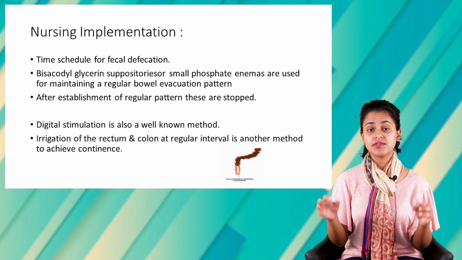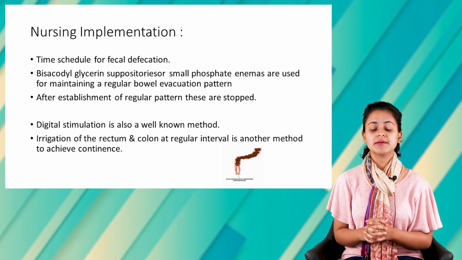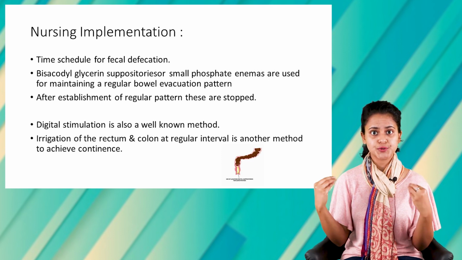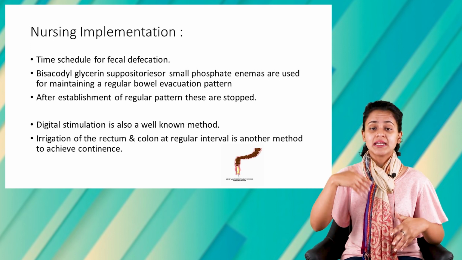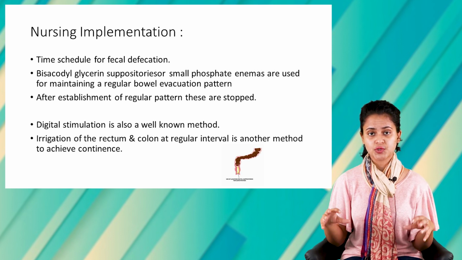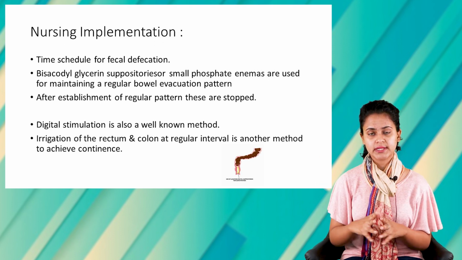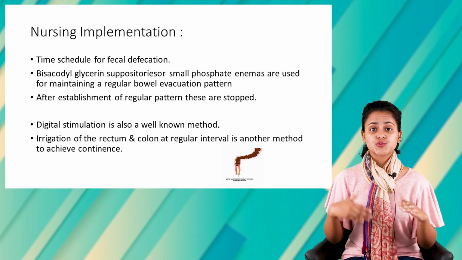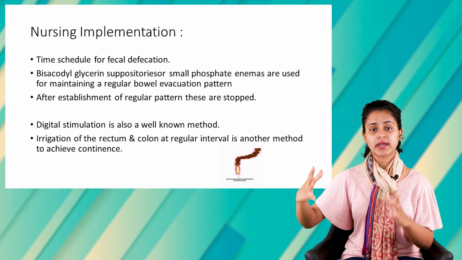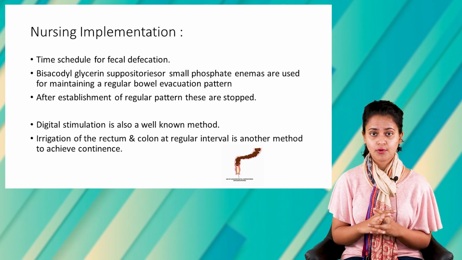Now we are going to learn about the nursing implementations here. So first and foremost, a time schedule will be set for defecation as a bowel management program, as I have mentioned before. The next condition is that small phosphate enemas or cleansing enemas would be used for the client with fecal incontinence, which will decrease the frequency of fecal incontinence for our client. Now, soon after a person develops a regular bowel pattern, or establishes a proper regular pattern of evacuation, this enema should be stopped.